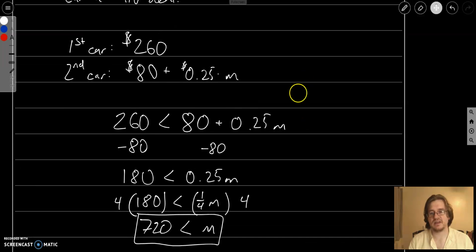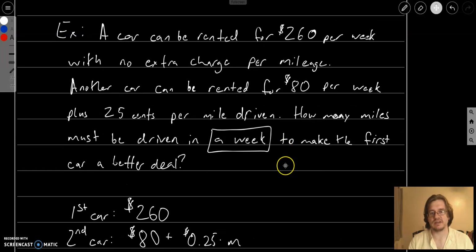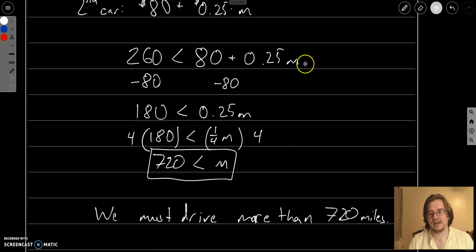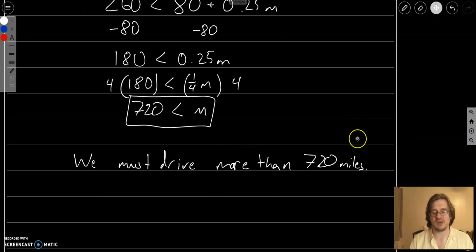And that's it. So again, a lot of this comes down to just recognizing what the question is asking: how many miles must the car be driven in a week. So we're only worried about 1 week, but we don't know how many miles we're going to be driving. 1 week for the first car is 260, and for the second car it's going to be 80 plus 25 cents per mile. We do the arithmetic, and we have our solution.